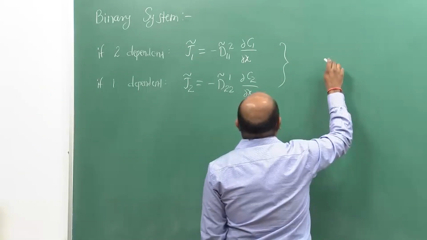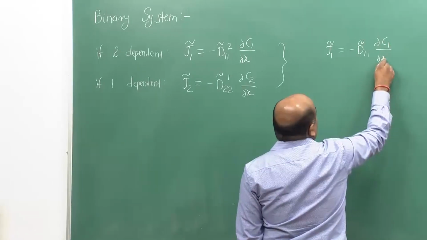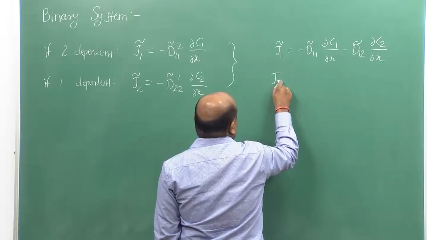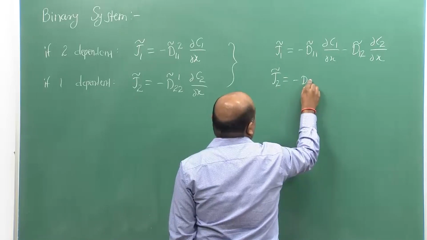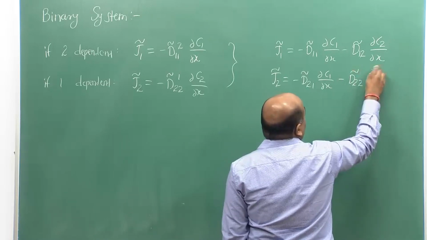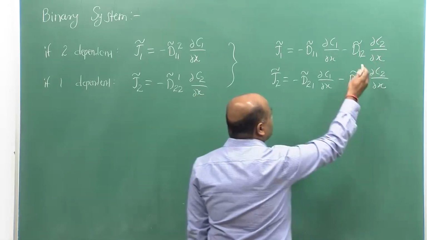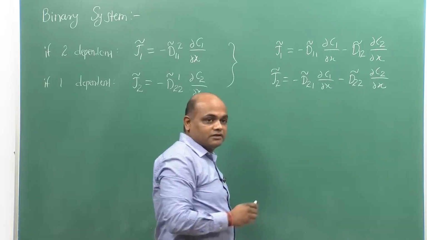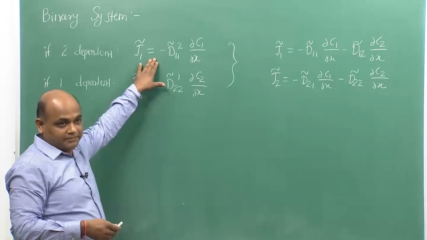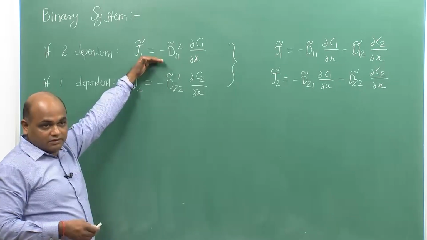In the original Onsager's formalism, we will write J1 tilde is equal to minus D11 tilde dou C1 by dou x minus D12 tilde dou C2 by dou x, and J2 tilde equal to minus D21 tilde dou C1 by dou x minus D22 tilde dou C2 by dou x. And if we substitute for dou C2 by dou x here or for dou C1 by dou x here, we will get one of these two equations, right. So, that is how we are reducing 4 coefficients, n square, to n minus 1 square; 2 minus 1 is only 1.